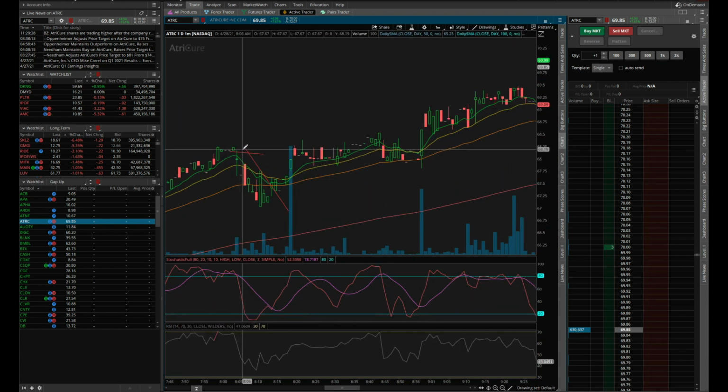So as I said, if you're watching the 1 minute, it comes down, you watch this trend down, and then it breaks through. You buy here, pops up.